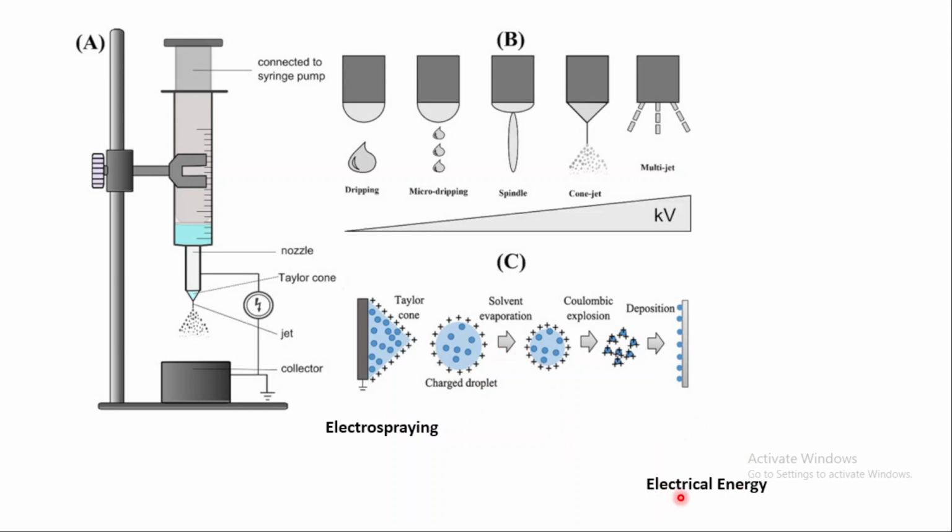So here, this physical method uses electrical energy to deposit nanomaterials. Out of the four energy types, we saw the mechanical process, high energy ball milling, and electrospraying uses electrical energy. Of course, this voltage is what causes nanomaterial deposition on the collector.